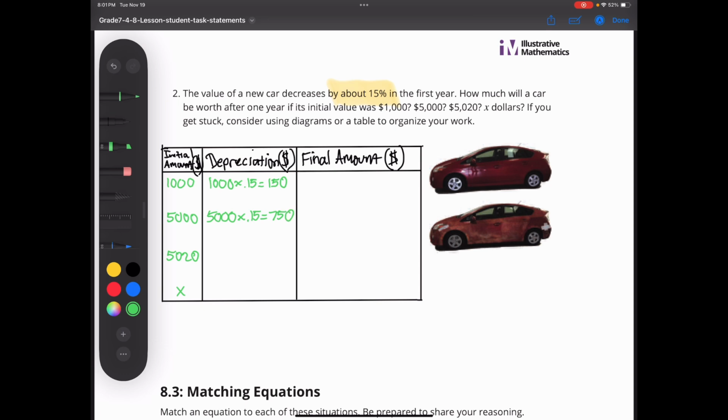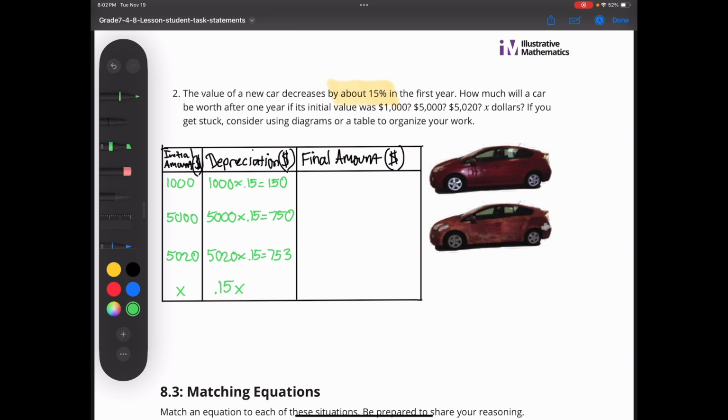And if they bought something for $5,020, it would depreciate by that multiplied by 0.15. And I'll just tell you what that is. That is $753. And if they buy something for X amount of dollars, now it depreciates by 15% of X, which is 0.15 times X, 0.15X. And now we can calculate our final amount.